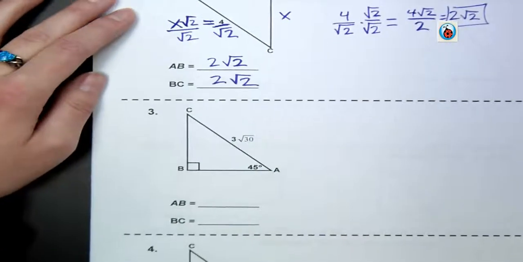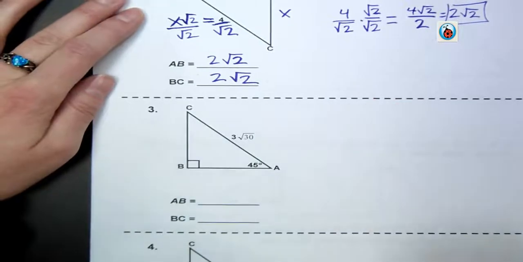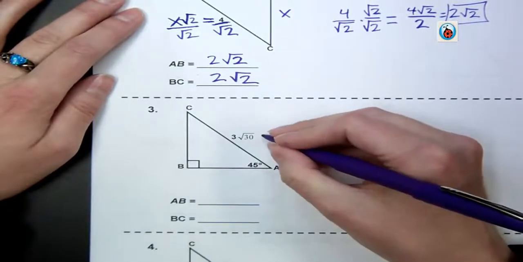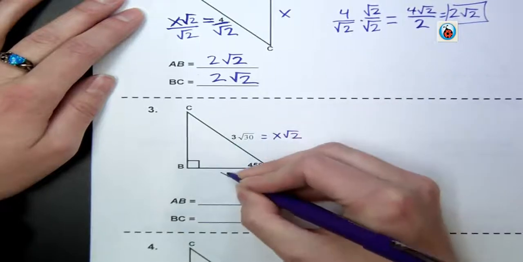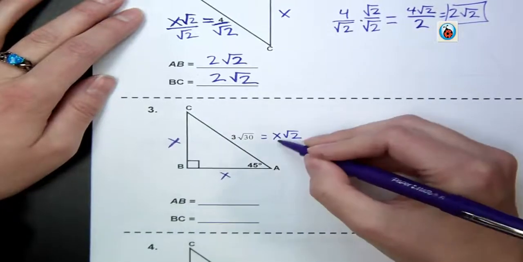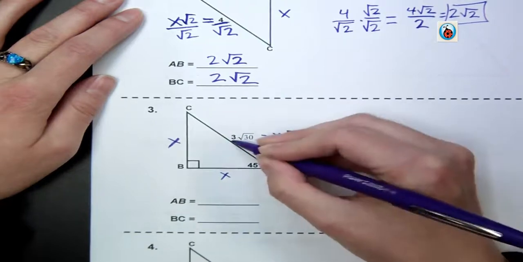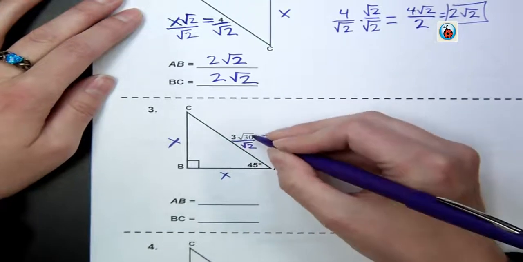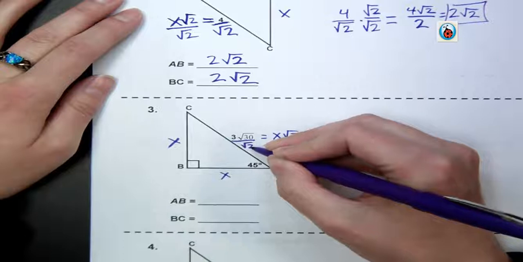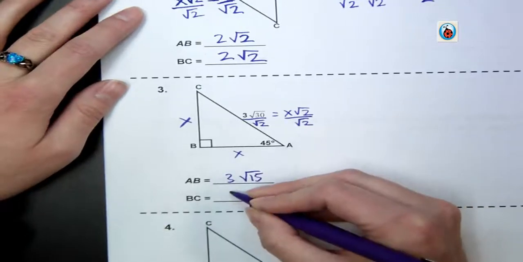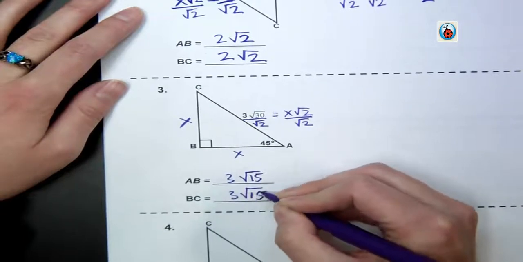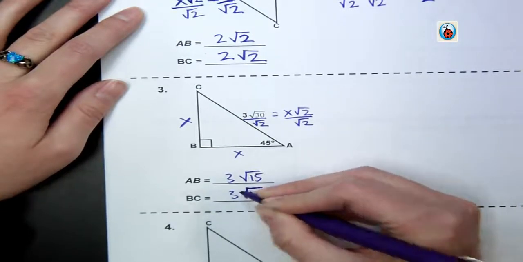Alright, problem 3. You might be thinking this is more complicated because there's a square root in there. In reality, it's actually much easier because this is our x root 2. This is x and x, which we're trying to solve for. Here, when we divide by root 2, it divides evenly. So 30 divided by root 2 just equals 15 root 2. Isn't it nice when things divide out evenly like that?